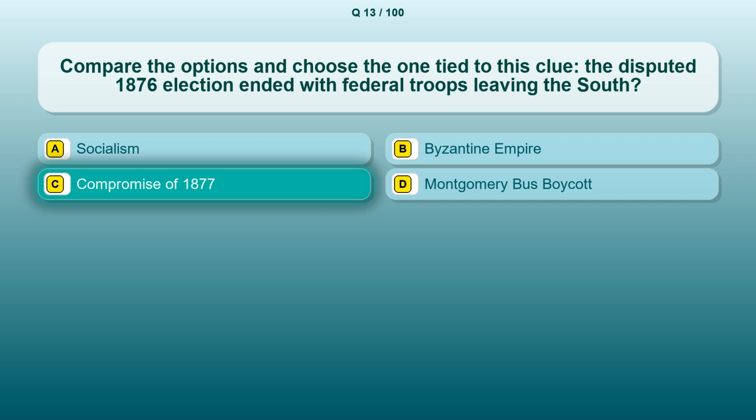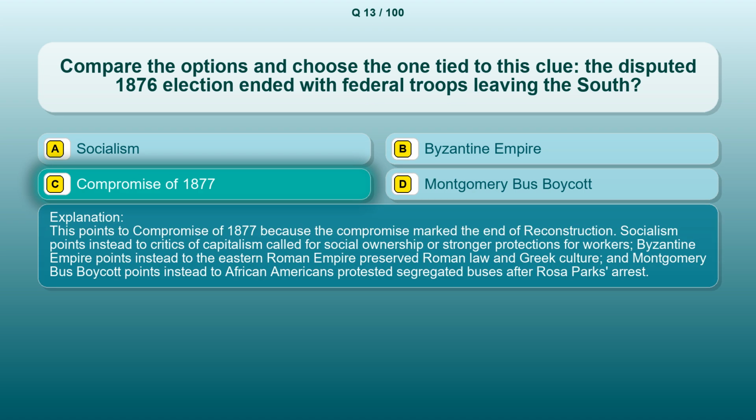The correct answer is option C, Compromise of 1877. This points to Compromise of 1877 because the compromise marked the end of Reconstruction. Socialism points instead to critics of capitalism called for social ownership or stronger protections for workers. Byzantine Empire points instead to the Eastern Roman Empire preserved Roman law and Greek culture, and Montgomery bus boycott points instead to African Americans protested segregated buses after Rosa Parks' arrest.